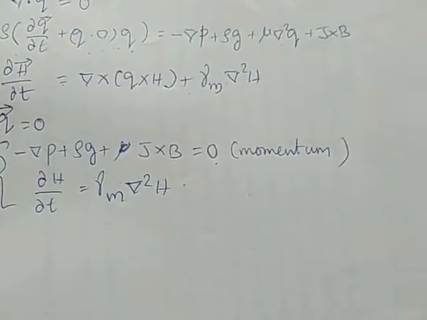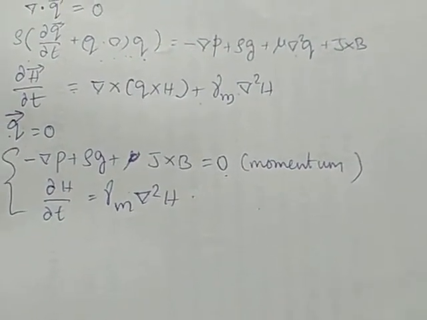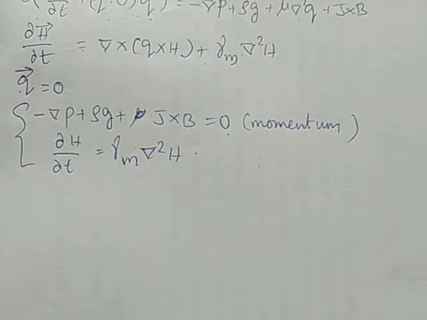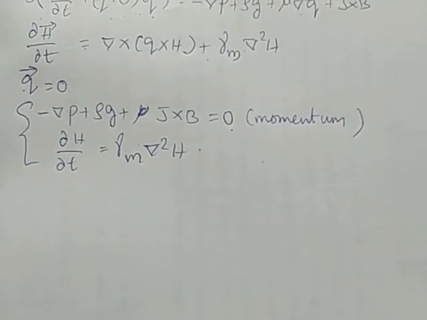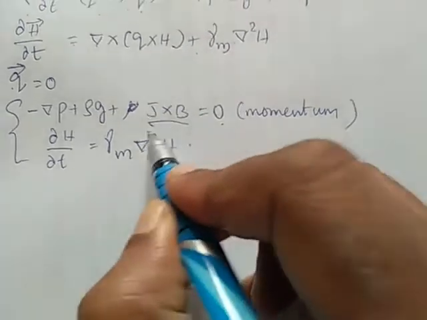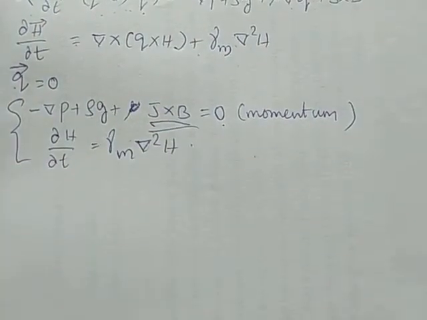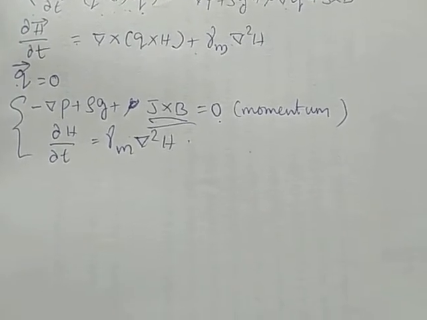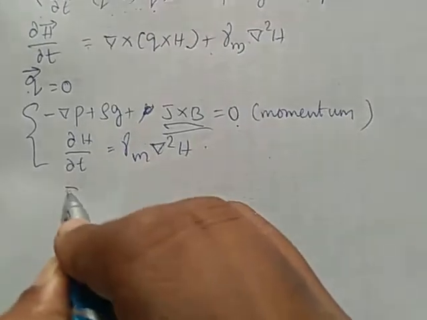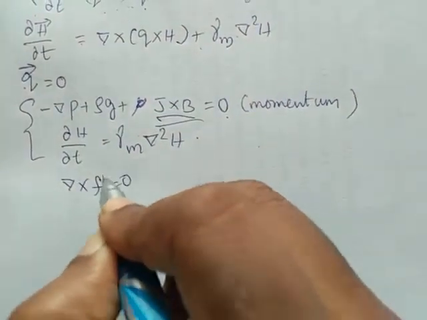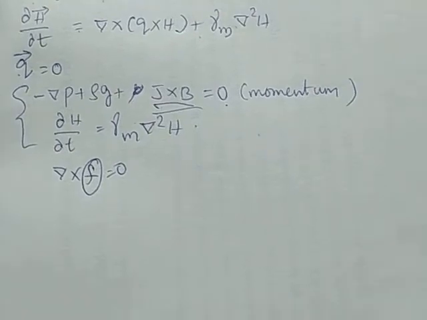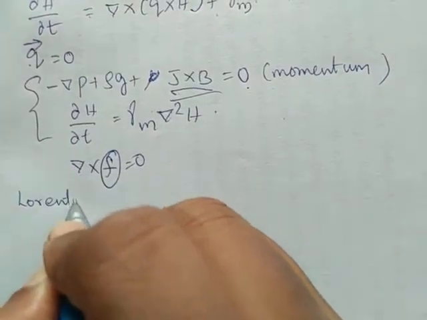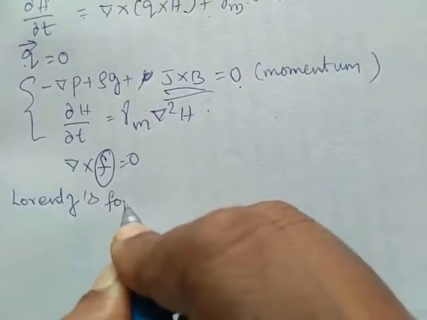Now we are going to prove that in magnetostatics, the Lorentz force is irrotational. That is, J cross B should be irrotational. So how to prove irrotational? The curl of the field function should be 0. If the curl of some function is 0, then this function is said to be irrotational. First thing we have to prove is that the Lorentz force is irrotational.